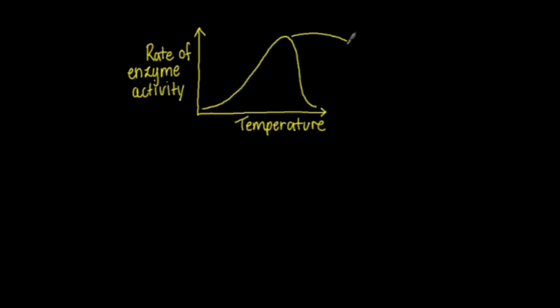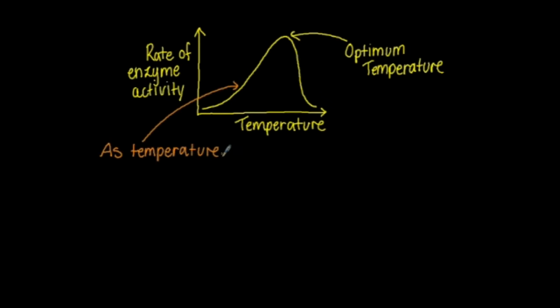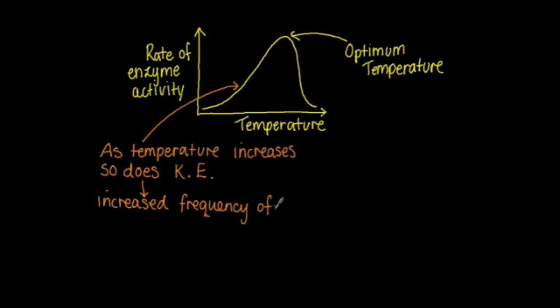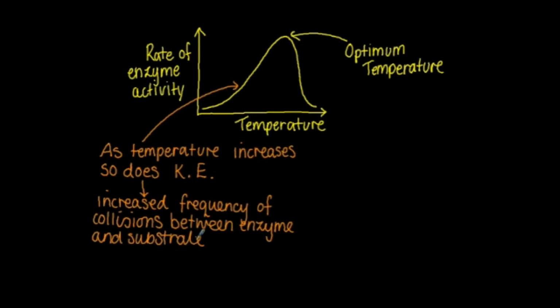Now you need to be able to recognize the graph of the effect of temperature on enzymes. It looks like this, with the peak being the optimum temperature. To explain up to the peak, as the temperature increases, so does the kinetic energy of the enzymes and the substrates, resulting in an increased frequency of collision between the two, thus increasing the rate of reaction.